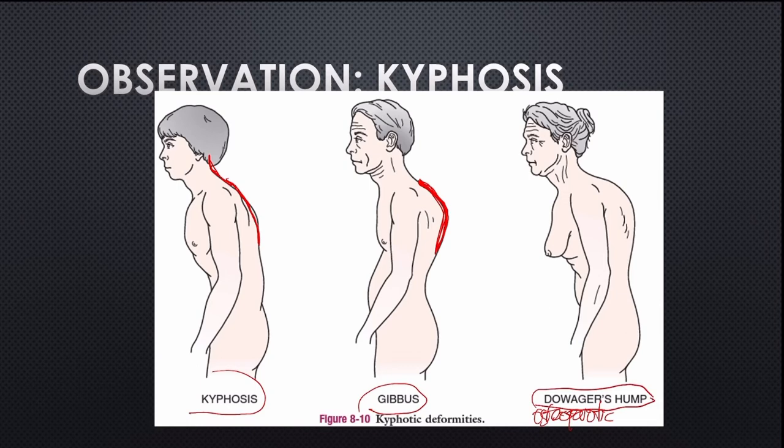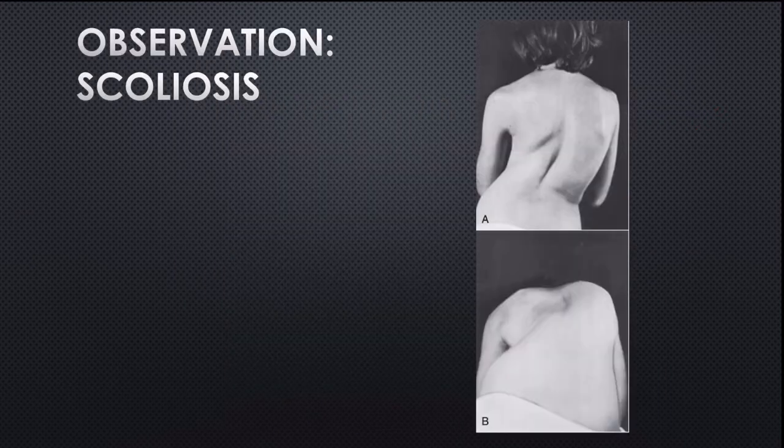Most likely it's the elderly who will have this one if they don't have enough calcium in their bones. They are osteoporotic, then it will manifest like this. Almost similar to gibbous deformity. Now let's go over scoliosis.